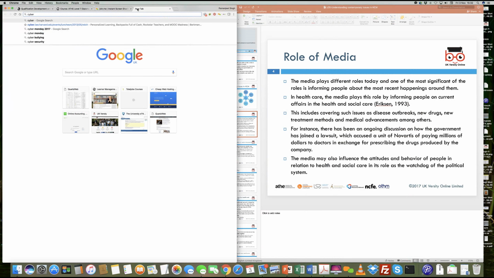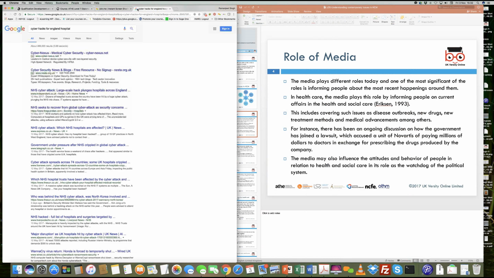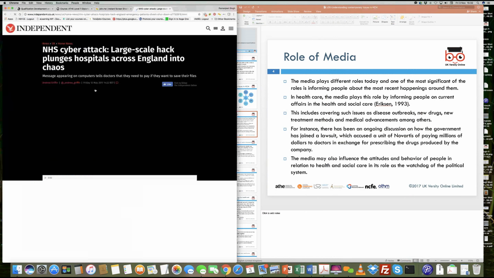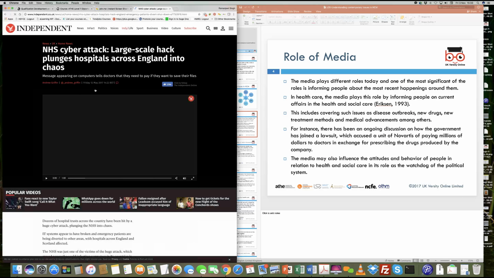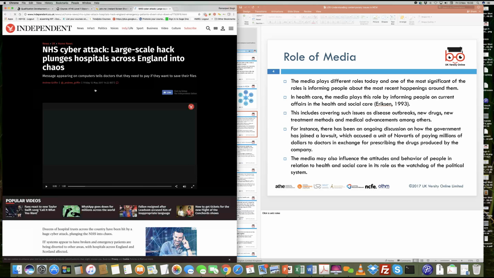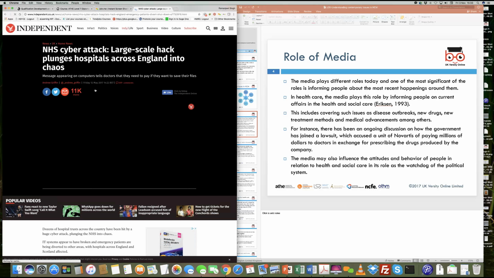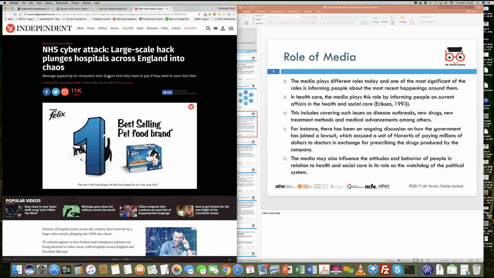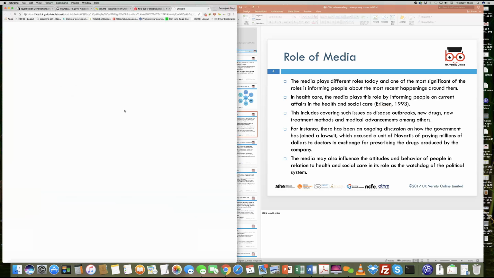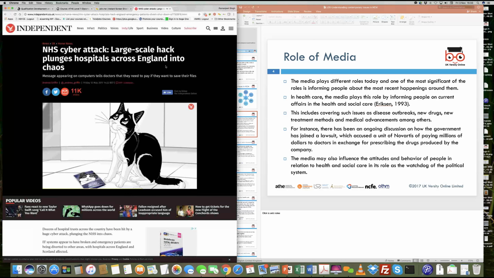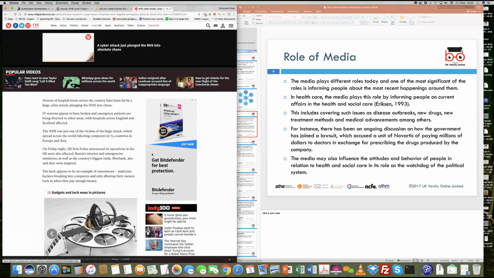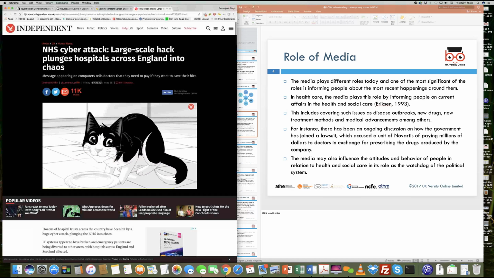Cyber hacks for England hospitals. This was major news, because I think about 80, 90 hospitals and some 200 odd GP surgeries faced a cyber attack, because of which they had to postpone operations, procedures and basic things which were happening in those hospitals. So this was the big news: NHS cyber attack, large scale hacks plunge hospitals into chaos. This was in the news in the month of May, June in particular.